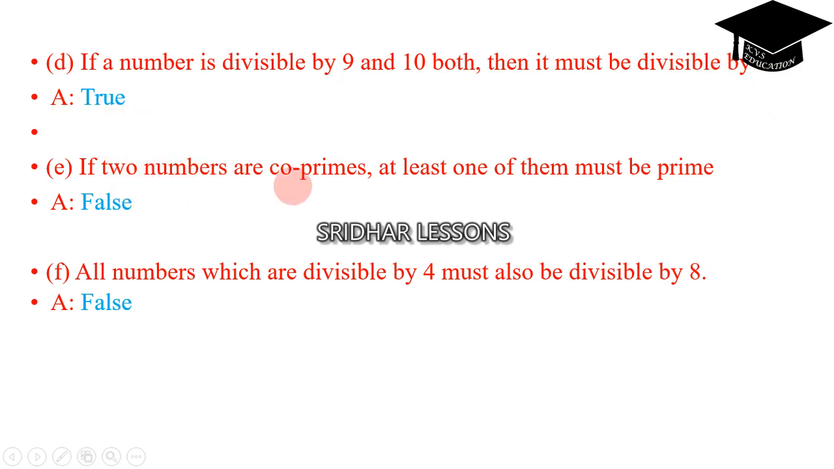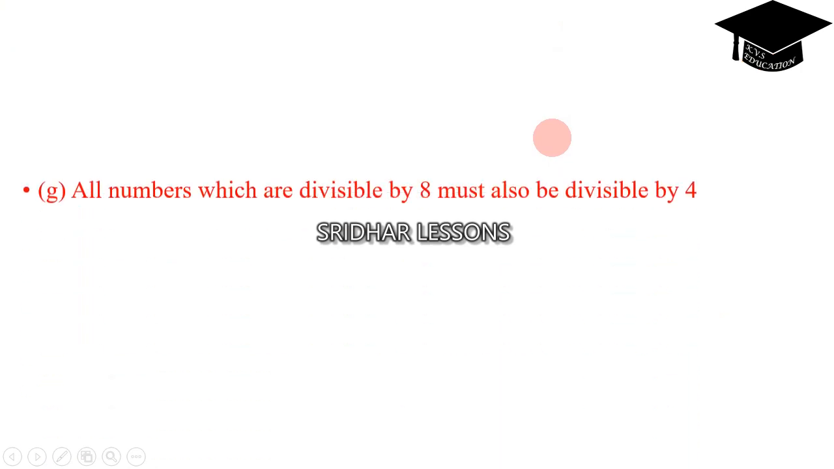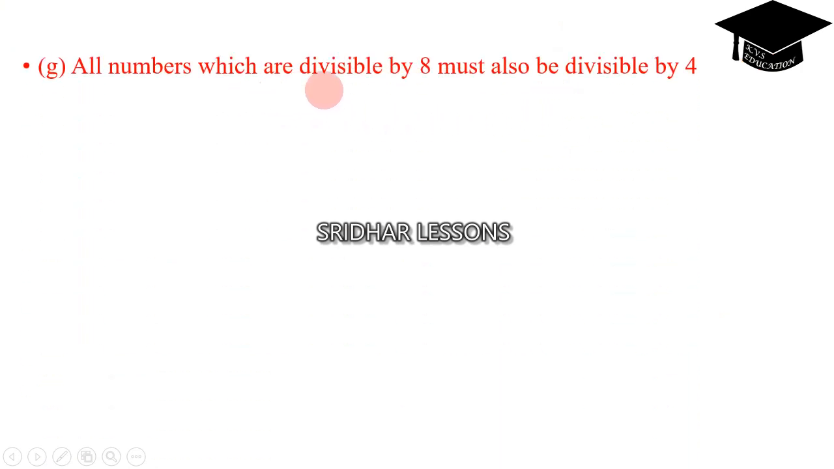If two numbers are co-prime, that means at least one of them must be a prime number. No, false. All numbers which are divisible by 4 must also be divisible by 8. That is false. All numbers which are divisible by 8 must also be divisible by 4. True.